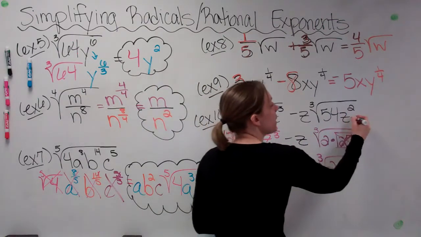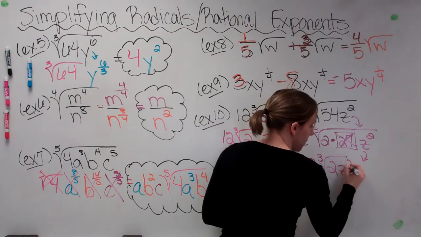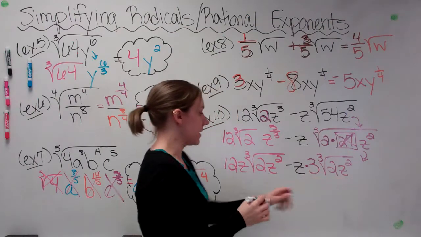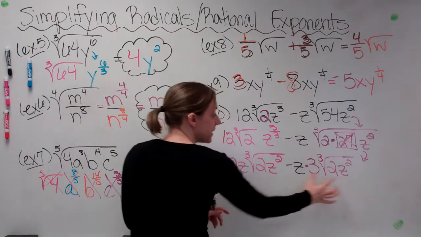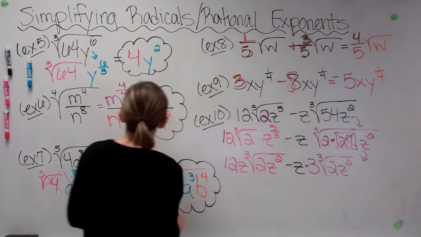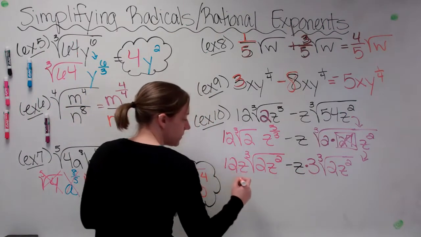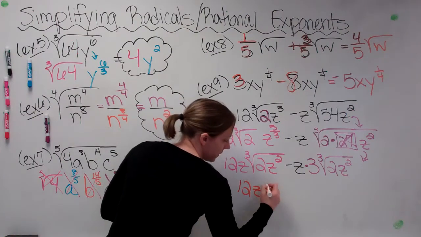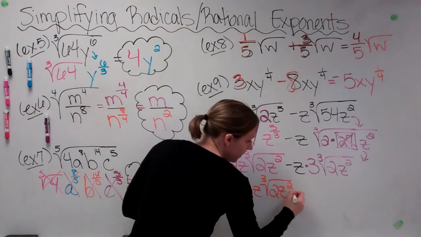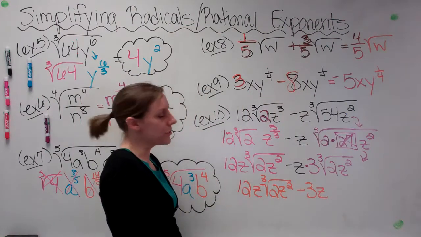And, pardon me, the only thing I didn't do is I didn't write down the z squared. But really, it's there. So the z squared comes down here, but we didn't do anything with it, so it comes down here. Now, if you notice, these match. The cube root of 2z squared, the cube root of 2z squared. So, we can actually combine them. This looks a little funny, so I would write it as 12z times the cube root of 2z squared minus, I would just rewrite that as 3z. That's just how we're used to seeing it.